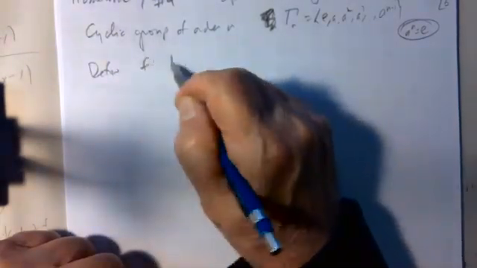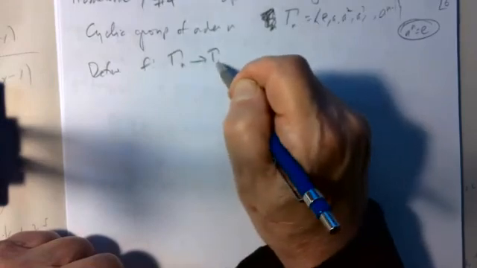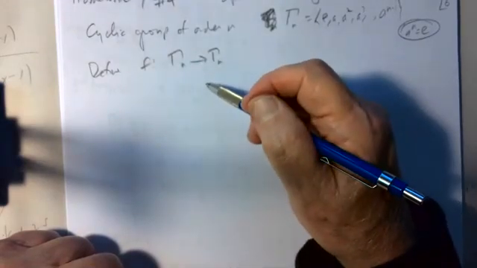And you define a function from gamma n to gamma n by f of any element x is x to the power r, where r is an integer. And we want to prove this is a homomorphism. But gamma n is abelian.